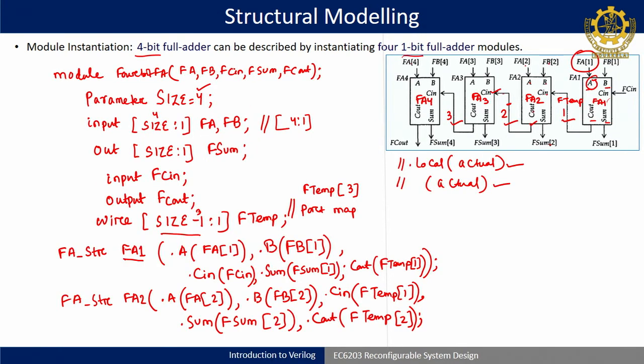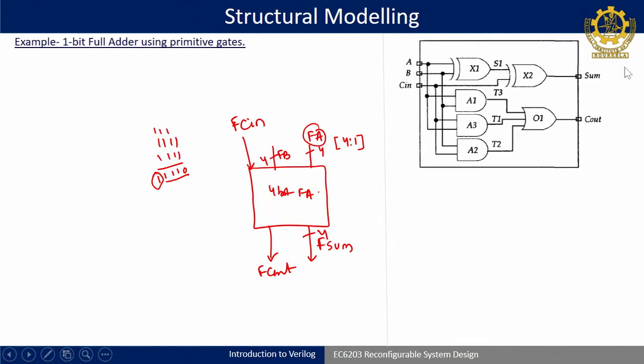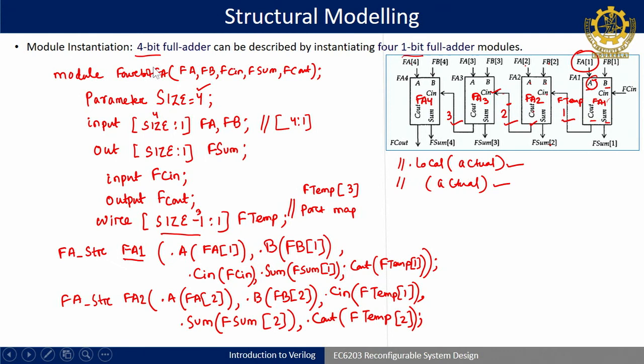So are you getting it now? Just to explain, the module is done with a module name, and you have to just see what is my input and what is my output. Depending upon that, you have to write FA, FB, FCin, FSum, FCout. The sizes can be declared later if you are using any parameter, that has to be done in the declaration part. Parameter size is 4. If you change 4 here to 8, then the entire code will take the effect. Then input size is 4, FA, FB, both are 4 bits.